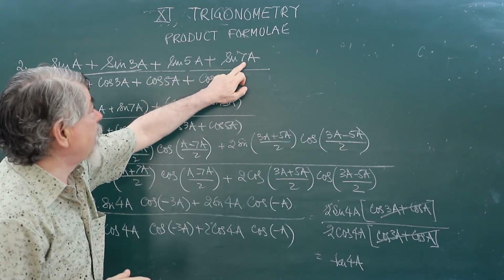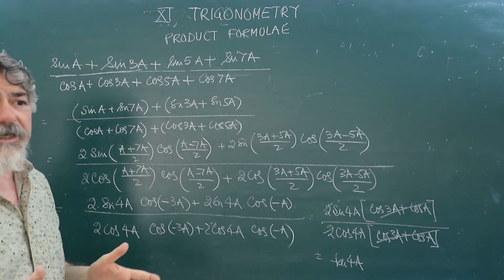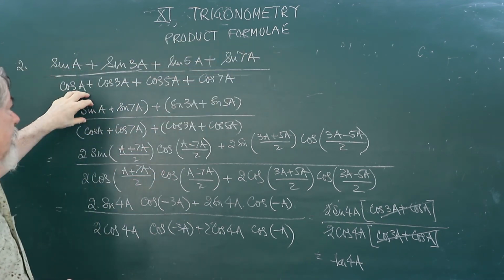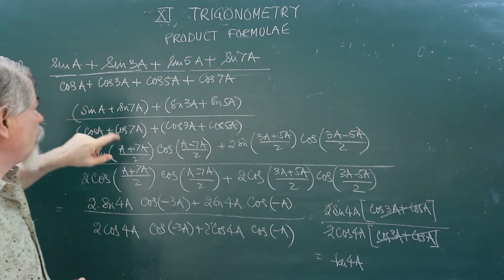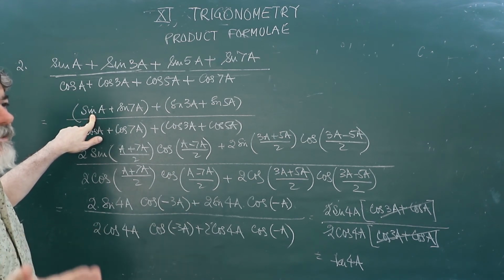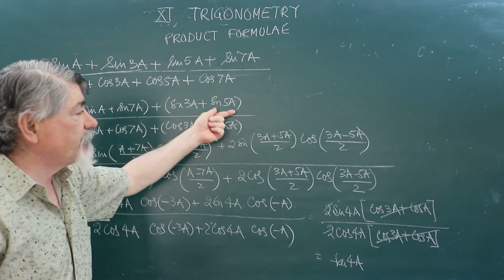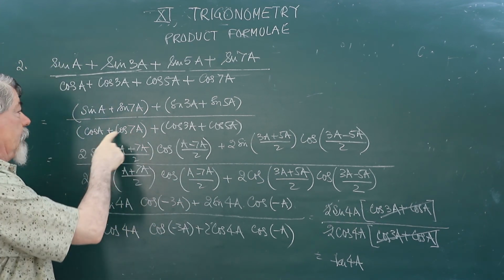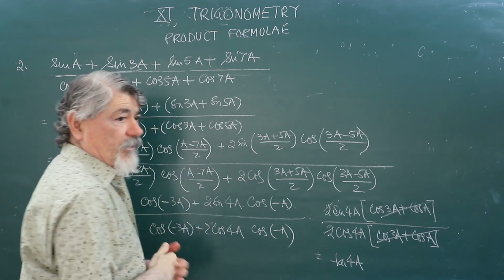If I take sin A plus 3A, it will be 4A, and 5A plus A will be 6A. So I don't get anything common. But if I combine sin A plus sin 7A, and sin 3A plus sin 5A, what will happen? When I do sin C plus sin D, it will be 2 sin C plus D upon 2. So A plus 7A will give me 8A. 3A plus 5A will give me 8A. The same logic has been applied to the denominator, that I made the pairs cos A, cos 7A, and cos 3A plus cos 5A.